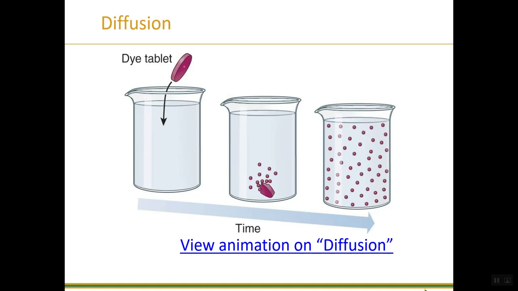So you have the highly concentrated dye tablet. You put it into the water, which is a solvent. The water dissolves it into little particles. You can see the particles are evenly distributed here. So again, diffusion is when particles or solutes move from an area of higher concentration to an area of lower concentration.